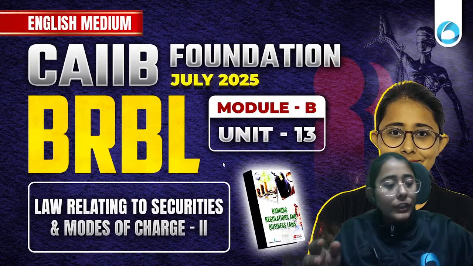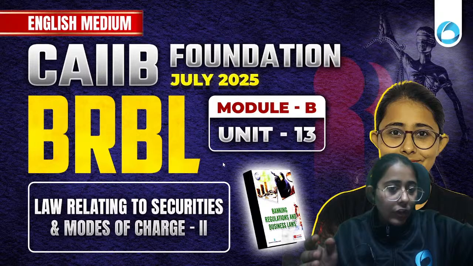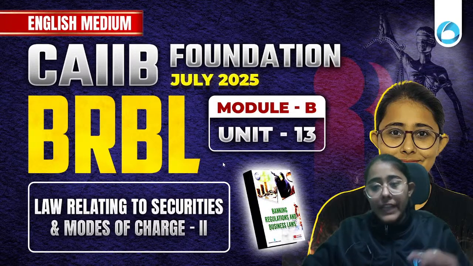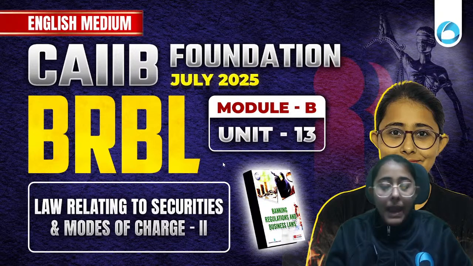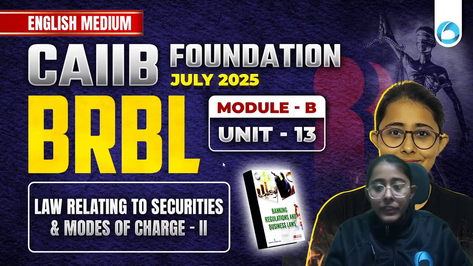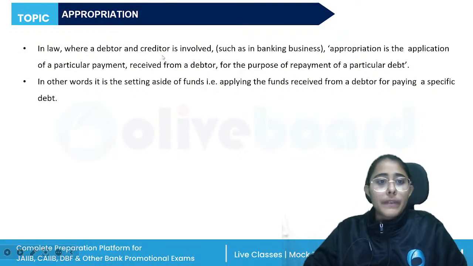So today we are going to start with unit 13 of module B, which is the laws relating to securities and mode of charge, part 2. In part 1, we completed the mortgage and the different types of mortgage. Today we are going to see appropriation, assignment, hypothecation, pledge, banker's lien and set-off. So let us begin. First type, we have appropriation.